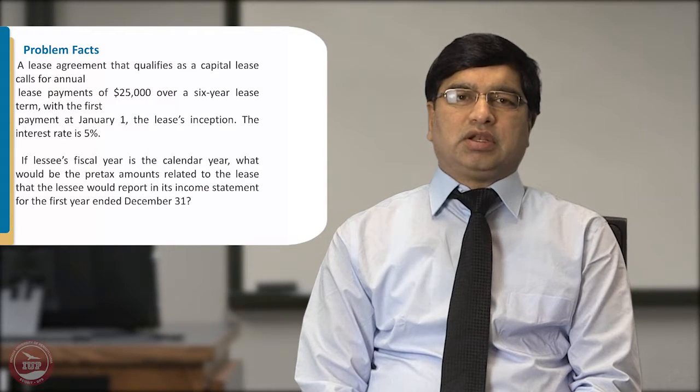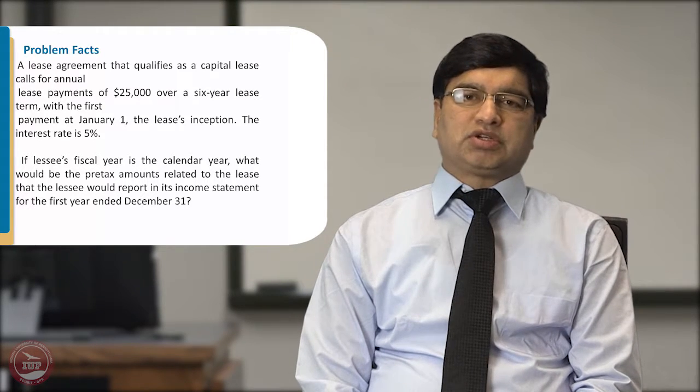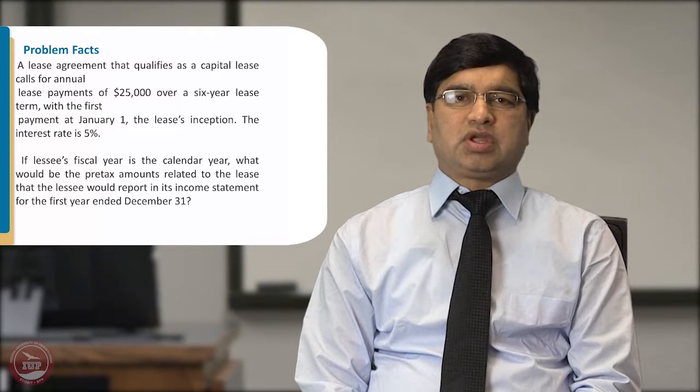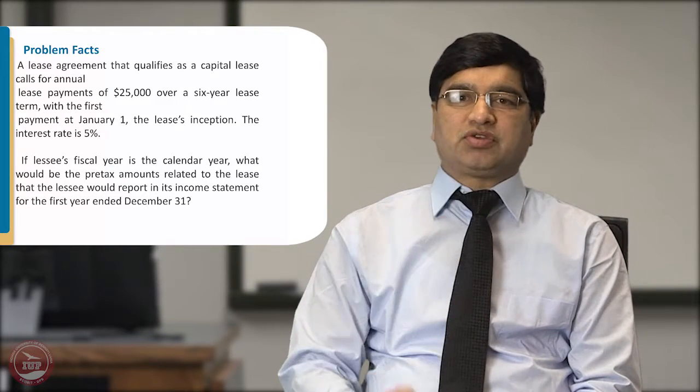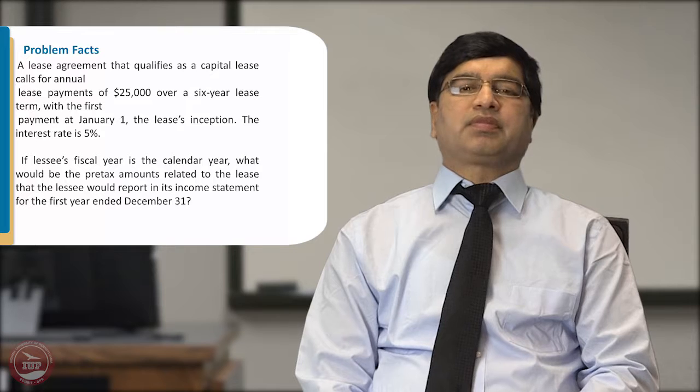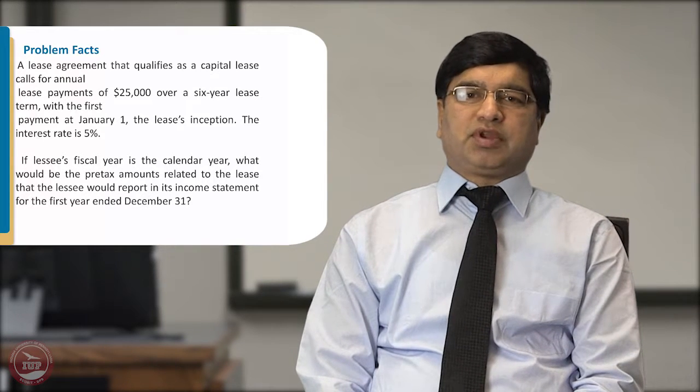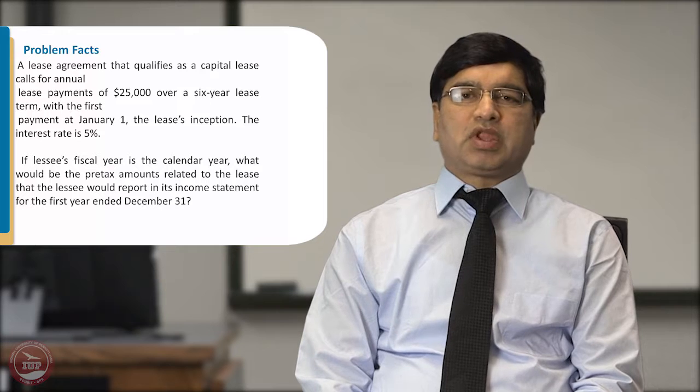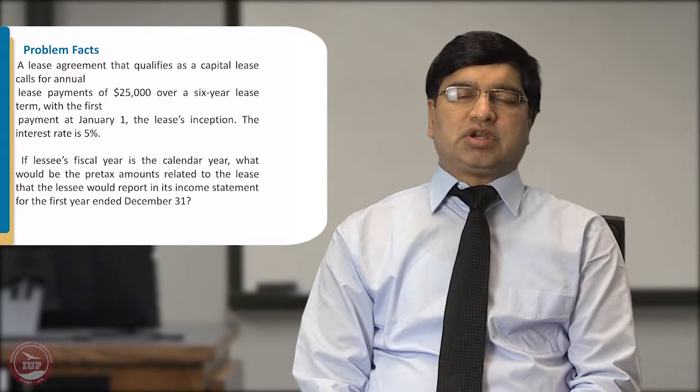Generally, when a lease is classified as a capital lease, you have to pay the lease obligation over a number of years. So in this case, you have a capital lease and you need to make an annual payment of $25,000 over a 6-year lease term, with the first payment on January 1st at the lease's inception, and the interest rate is 5%. Generally with leases, you'll find that the payment is made by the lessee at the beginning of the period.